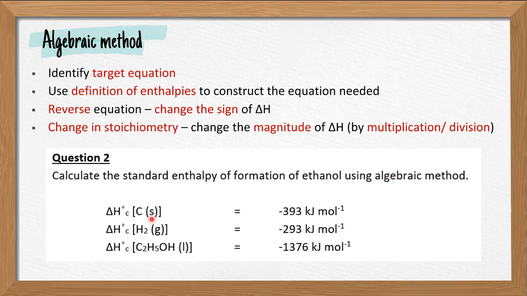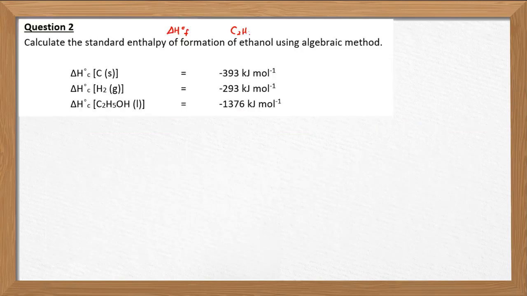So you are given the enthalpy of combustion of carbon, the enthalpy of combustion of hydrogen, and the enthalpy of combustion of ethanol. So in this case, our target is to find the standard enthalpy of formation for ethanol. All right, you need to find a balanced equation for this target. So first of all, let's look at your target equation.